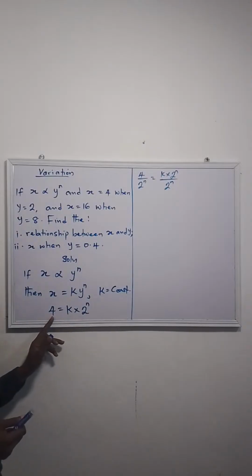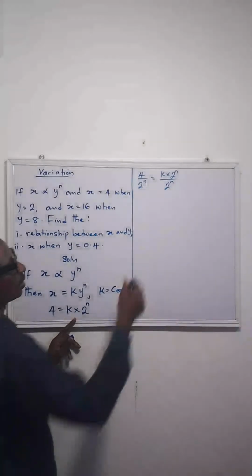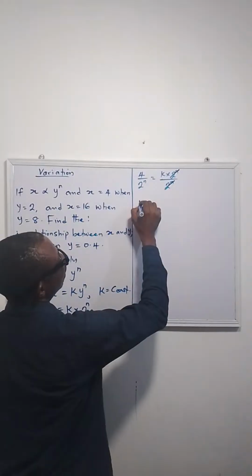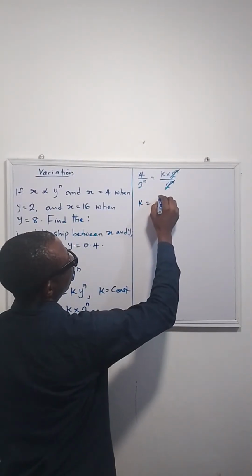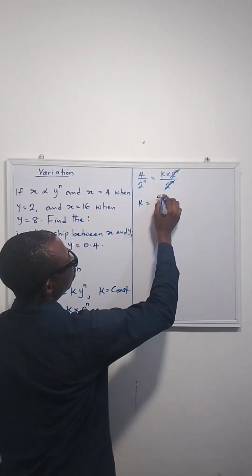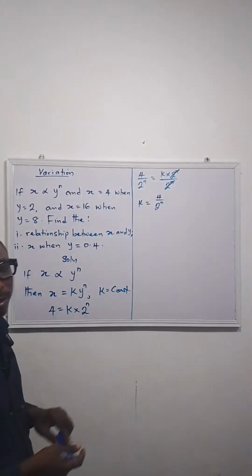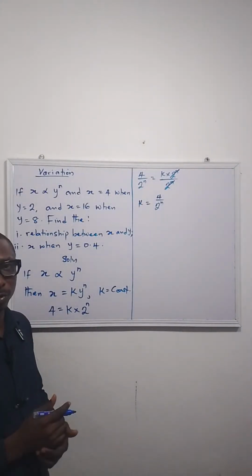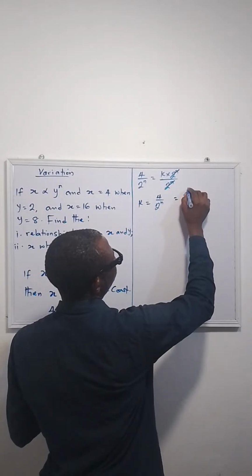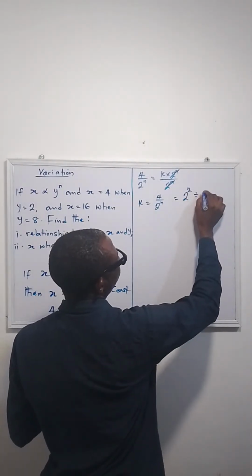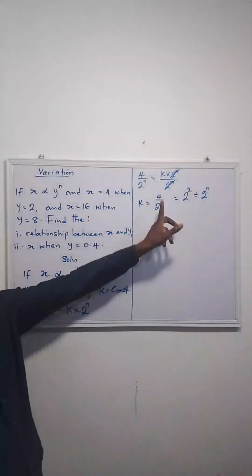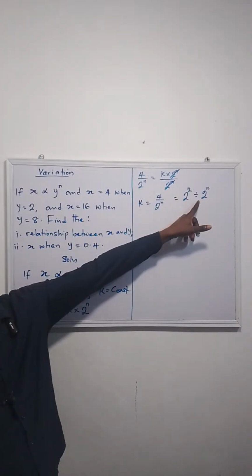So we divide this by 2 raised to the power of n. Now this cancels this. So we have k equals 4 over 2 raised to the power of n. Now don't forget 4 can be written as 2 raised to the power of 2. So now this is the same thing as writing 2 raised to the power of 2 divided by 2 raised to the power of n. Can you see that? Because this division now is the same thing as this.